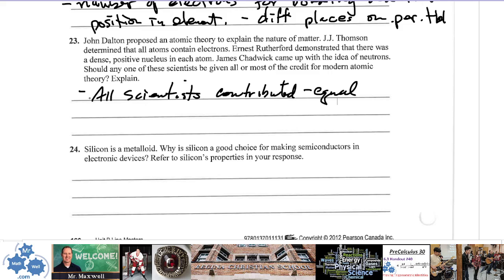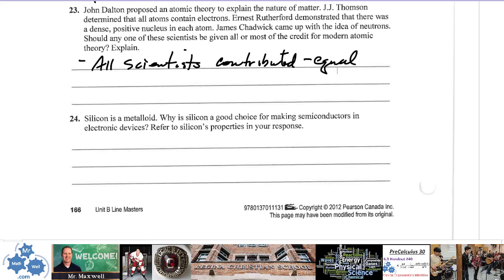Okay, just let's conclude here. So some of you said that perhaps Dalton deserves most of the credit because he was the one that made the biggest contribution. You know what? Maybe. I would say that because of the way science is done, that everybody adds to someone else's discoveries, that everyone really should be credited. So wait, not going anywhere yet. 24. Get your stuff out.